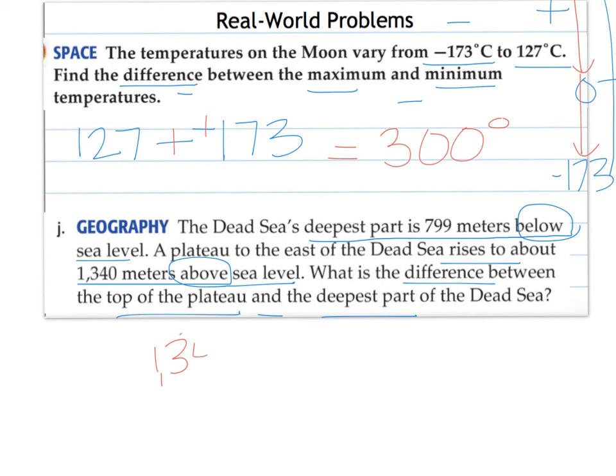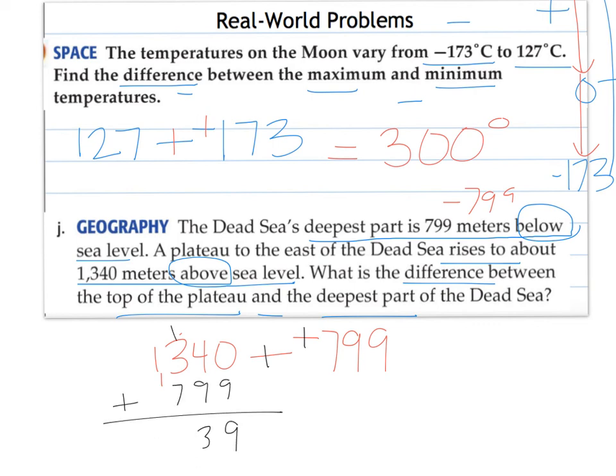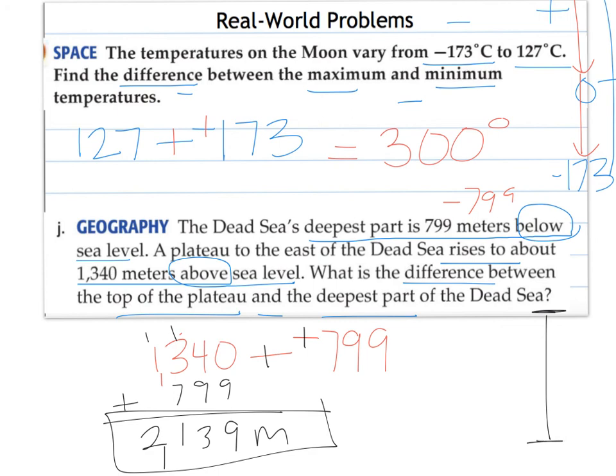So the top minus the bottom, the deepest. Notice I'm minusing a negative. For distances, you're generally looking for a positive number. Add the opposite. So I'm really adding these numbers together. 2,139 meters is the difference between the top and the bottom. Remembering that 0 is in the middle. So you are finding the distance from here to here and the distance from here to here.